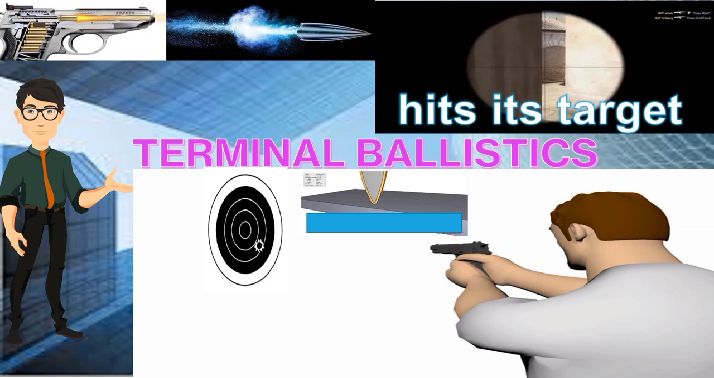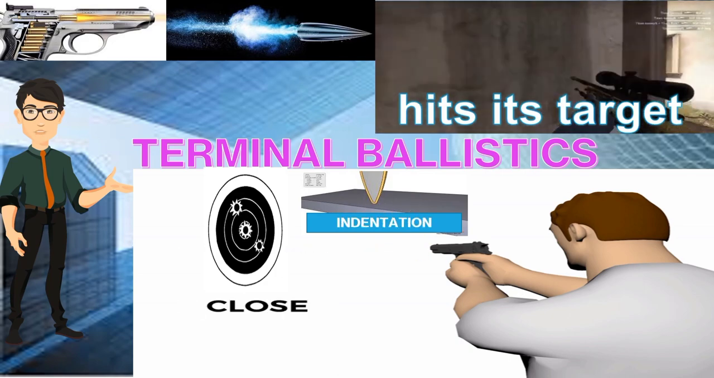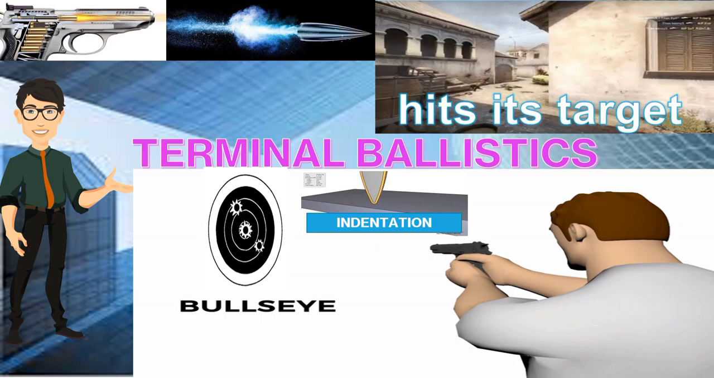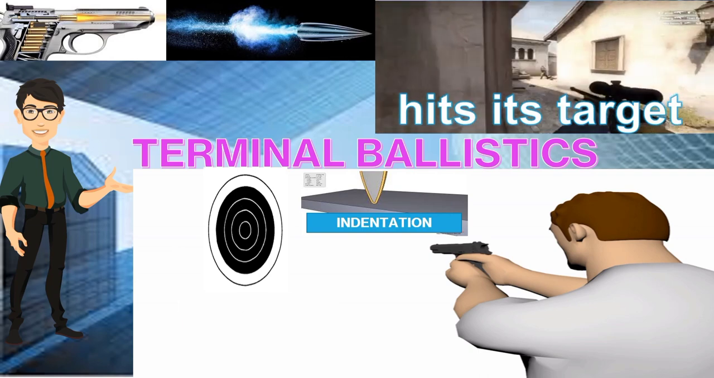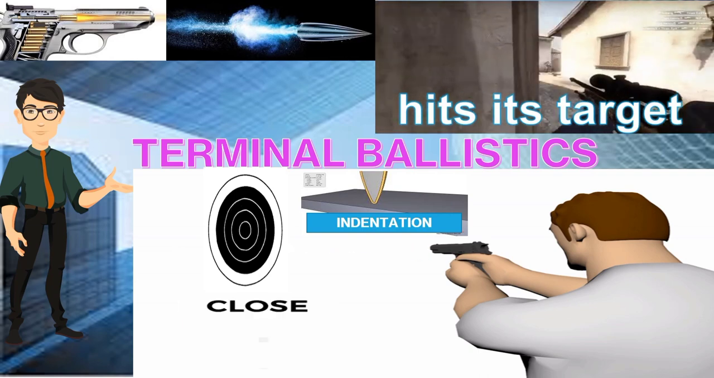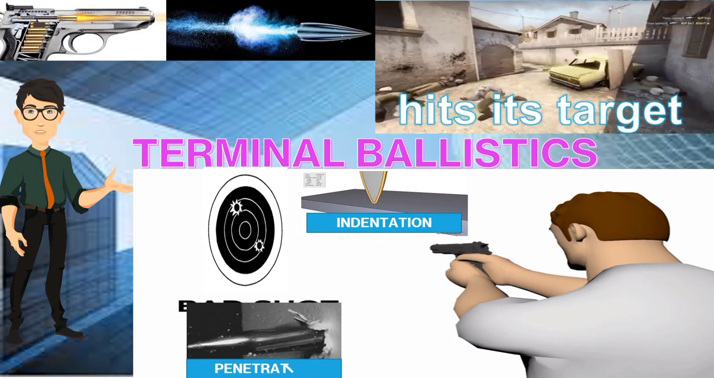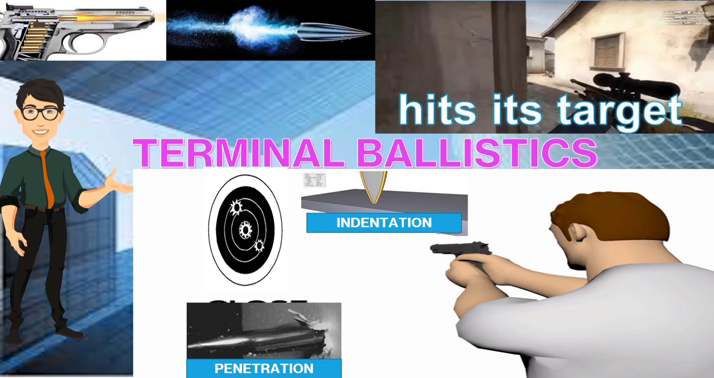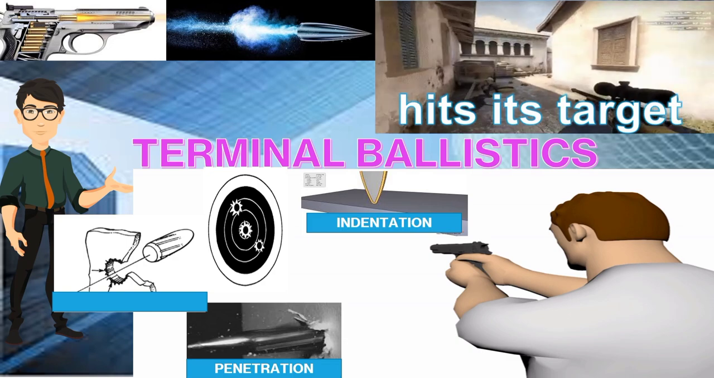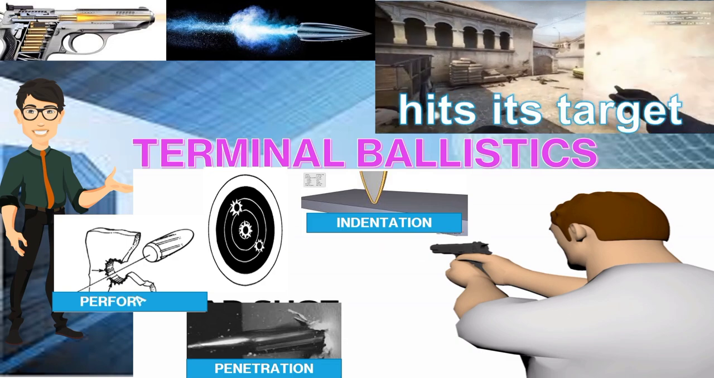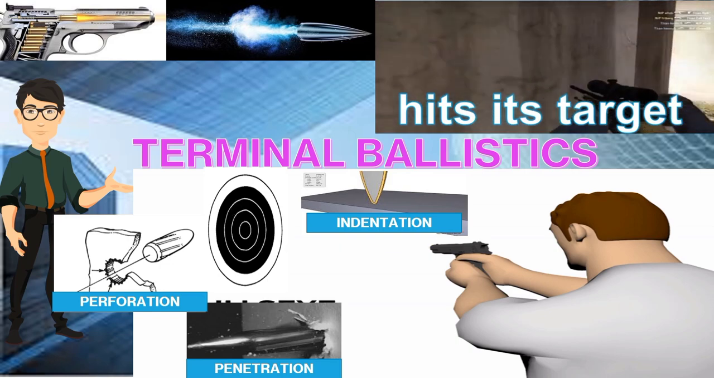First is the indentation. This happens when the projectile hits the target already. Next is the penetration, when the projectile is able to penetrate the target. And the last one is the perforation, when the projectile is able to move out from the target.